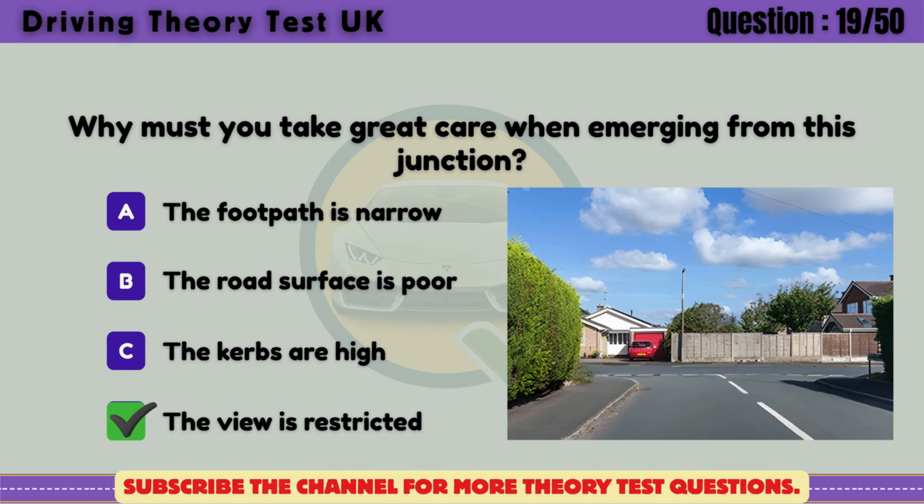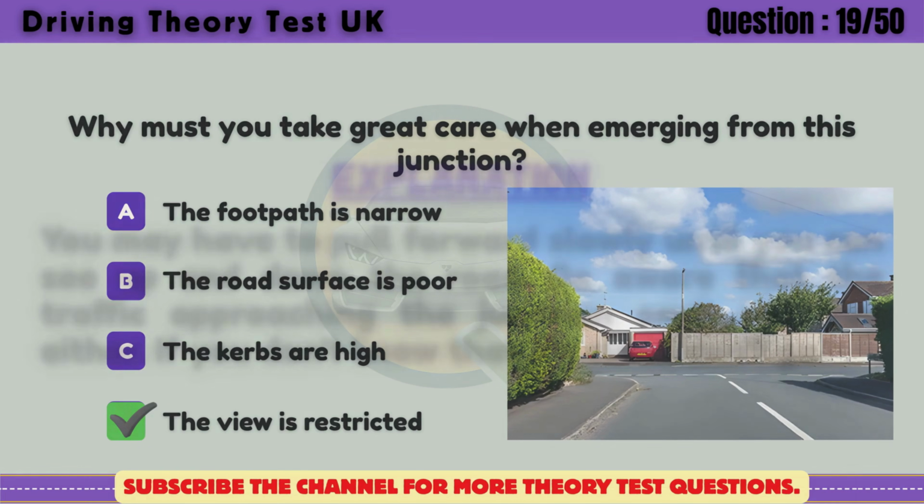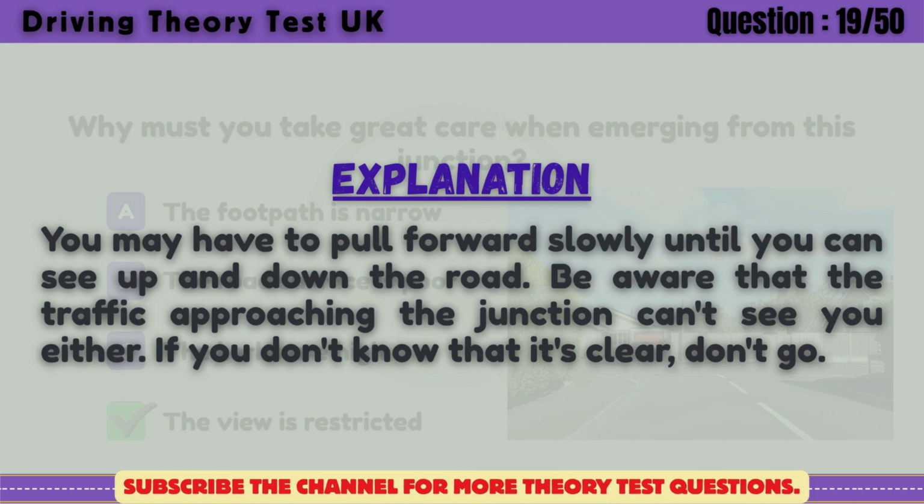Answer is D. The view is restricted. You may have to pull forward slowly until you can see up and down the road. Be aware that the traffic approaching the junction can't see you either. If you don't know that it's clear, don't go.